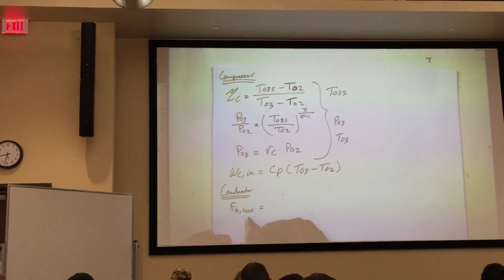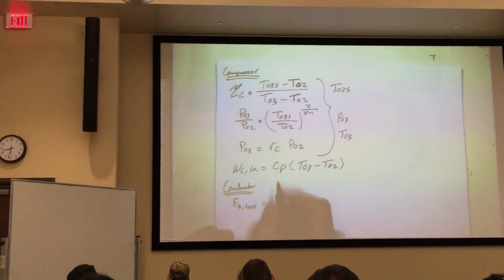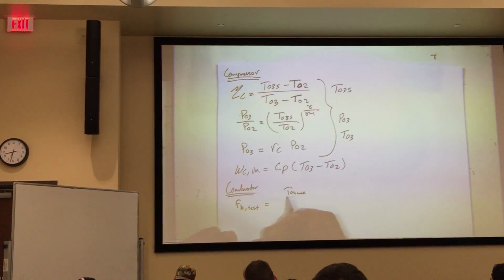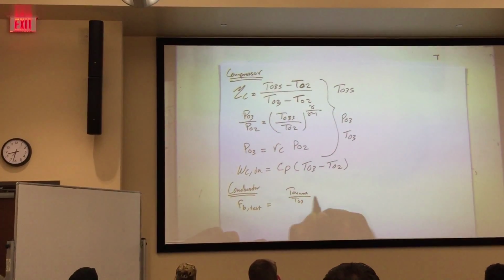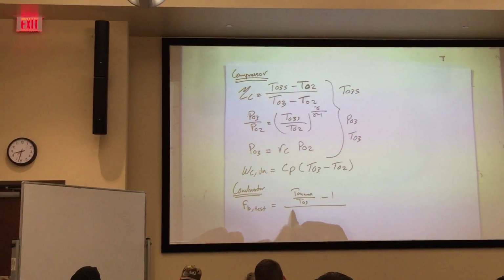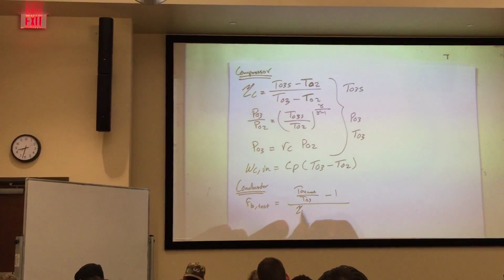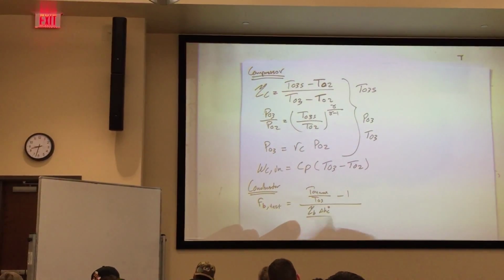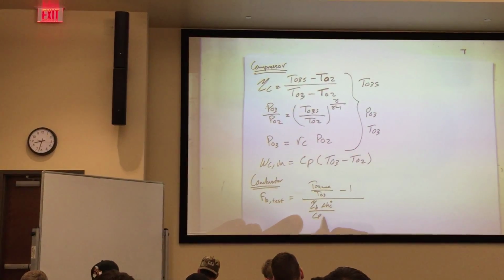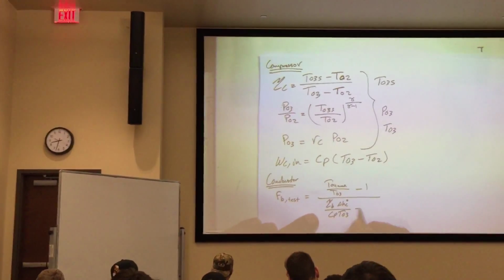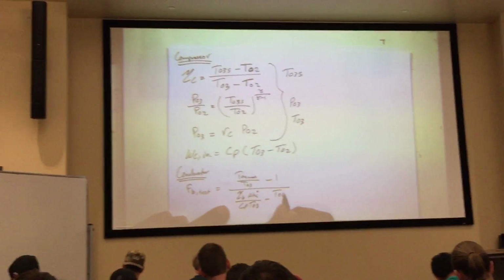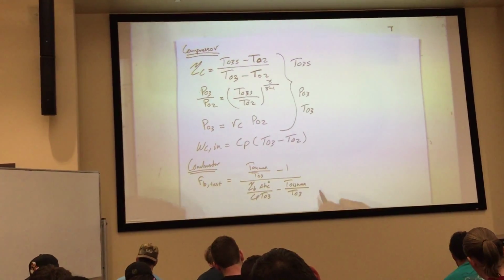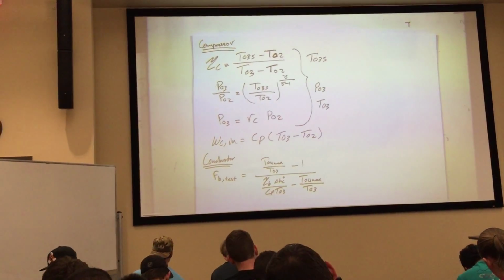Based on F test, which is the same equation that we wrote for fuel air ratios, it's TO4 max over TO3 minus 1, over the efficiency of my burner times the heat of combustion, CP TO3 minus TO4 max divided by TO3. So that's my test fuel air ratio.